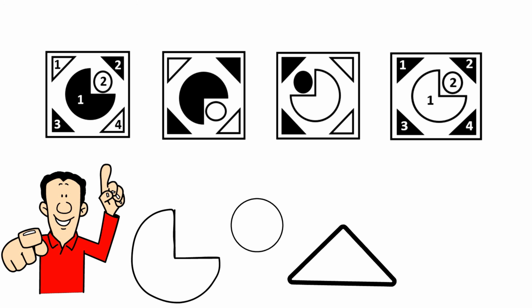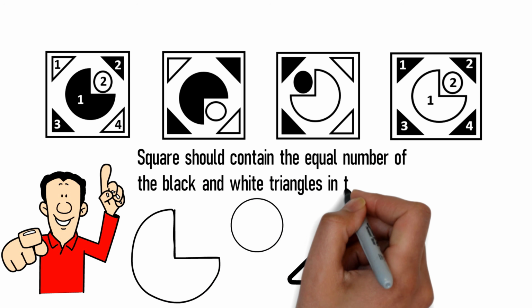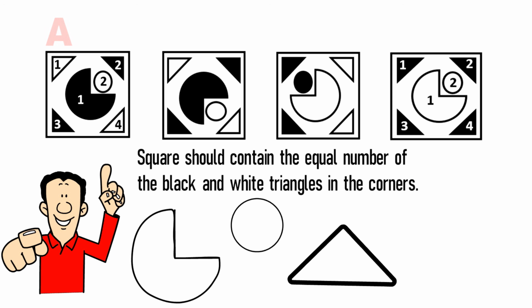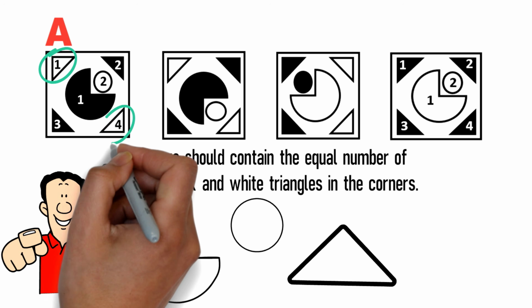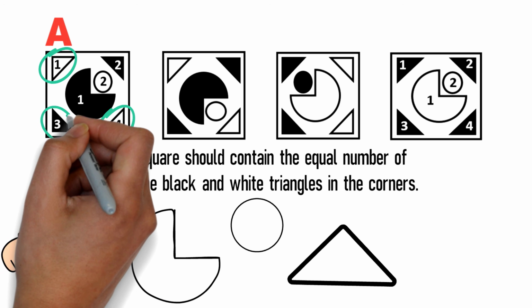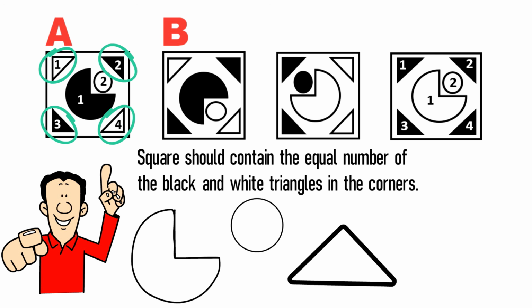In this particular case, the pattern is that the square should contain an equal number of black and white triangles in the corners. Triangles in the square A are positioned diagonally across each other. White triangles are located in the upper left corner and in the bottom right corner, and black triangles are located in the bottom left corner and in the upper right corner. You can see that the same pattern exists in the shape B, two white triangles and then two black triangles, and in the shape C, two black triangles on the left and two white triangles on the right. But if we look at the choice D, you see that there are four black triangles in the corners.